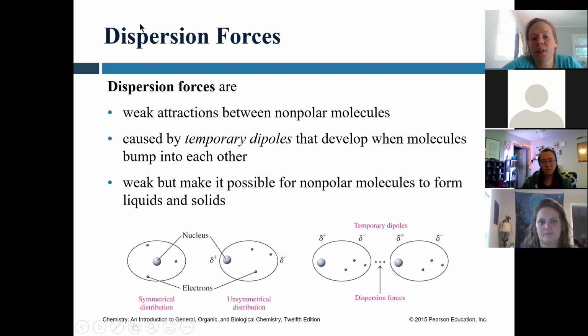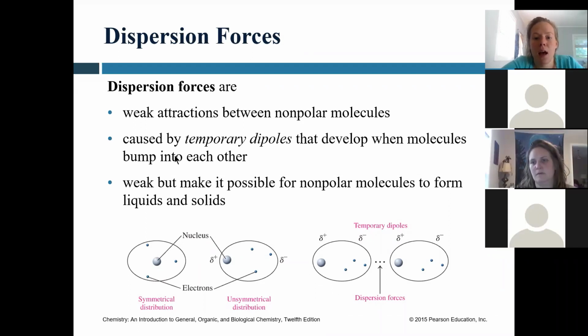Dispersion forces are a very light, very weak force between molecules. You find dispersion forces in all molecules, okay? Whether it's nonpolar, polar, ionic, whatever. But what ends up happening is we get these temporary dipole moments.